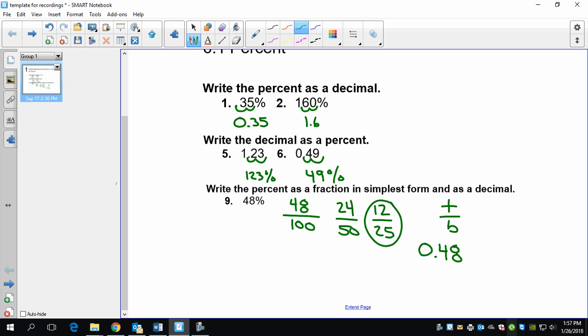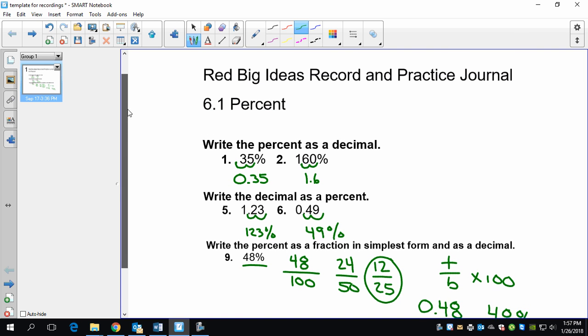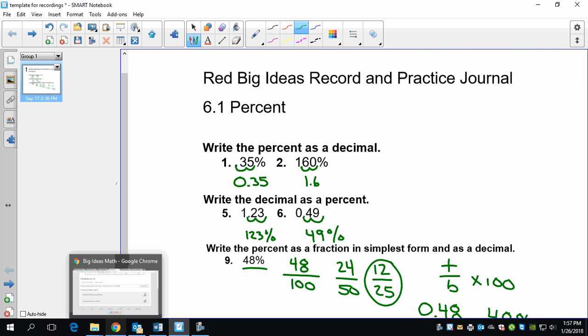0.48. And just on a side note, if you want to turn 0.48 back into a percent, you could take and times that by 100. If you times it by 100, you would end up with 48%. And that is the number that we started out with right there. So one more time, we're dealing with 6.1, Red Big Ideas Record and Practice Journal, and we are dealing with percent.